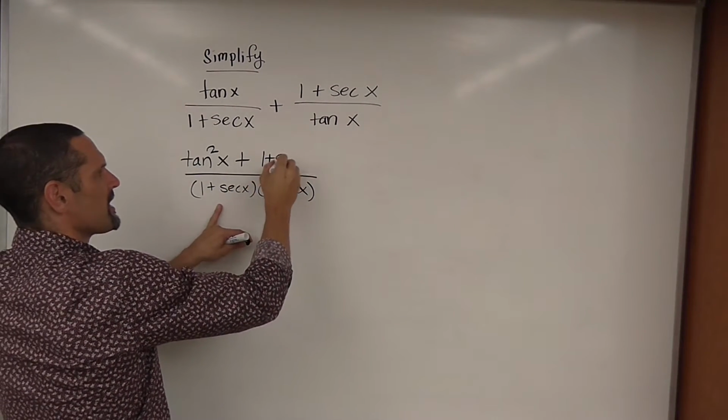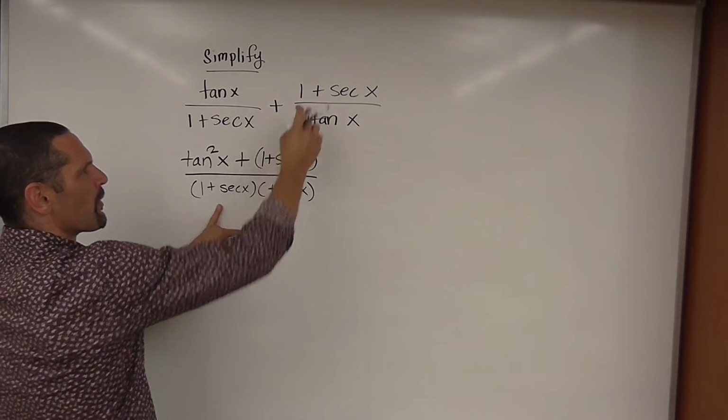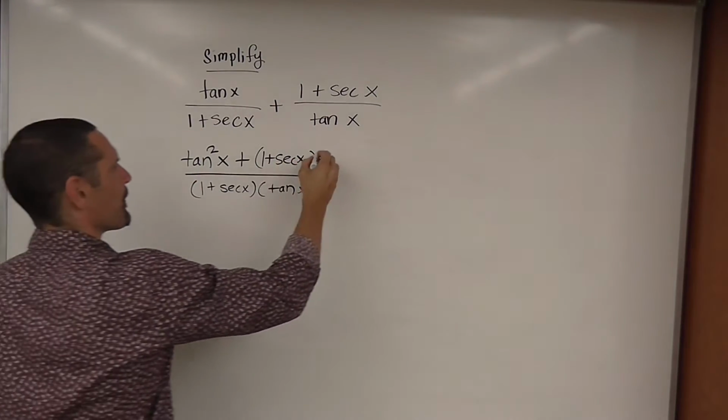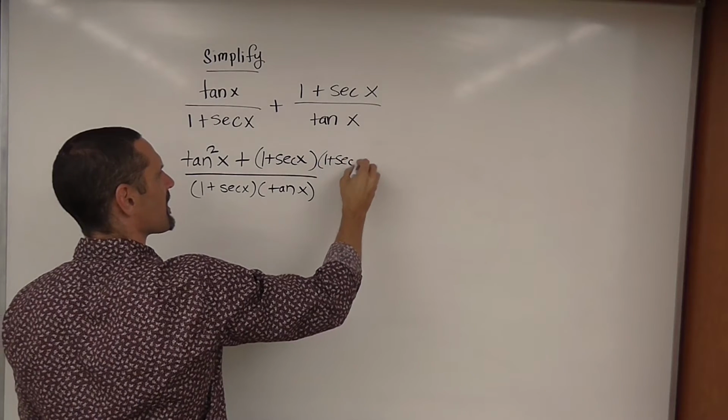So I have 1 plus secant x from the numerator times this again, 1 plus secant x.